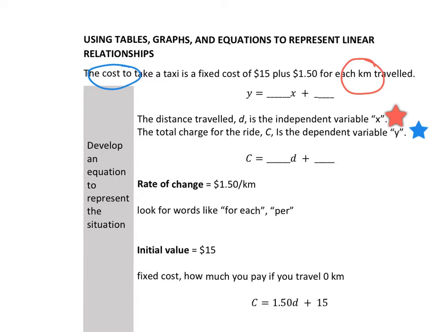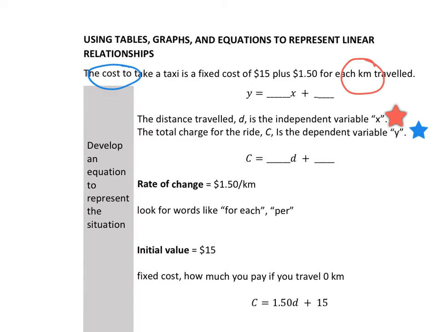The distance traveled D is going to be the independent variable X, and the total charge for the ride C is going to be the dependent variable Y. The amount that you're charged for the taxi ride depends on how far you've gone. The rate of change and the initial value can be found in the word problem.